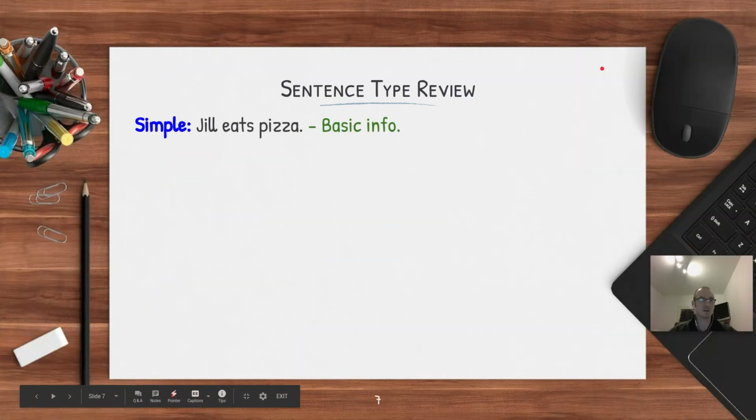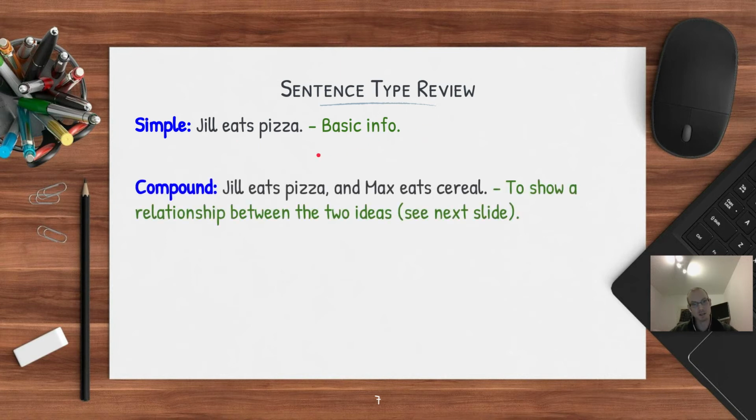So taking a look at the different types of sentences in detail, right? The simple sentence, Jill eats pizza, is just giving me basic information. The compound sentence, Jill eats pizza and Max eats cereal, right? This is used to show a relationship between the two ideas, which I'm going to go over more in detail in the next slide, right? But it's no longer just Jill is doing this and Max is doing this all by themselves in opposite places, right? This conjunction and is kind of telling us that those two things are related somehow.